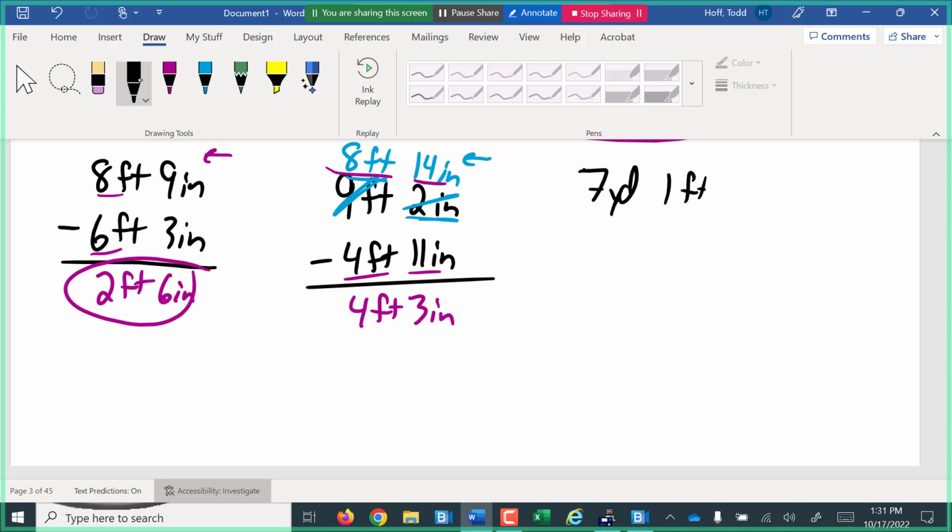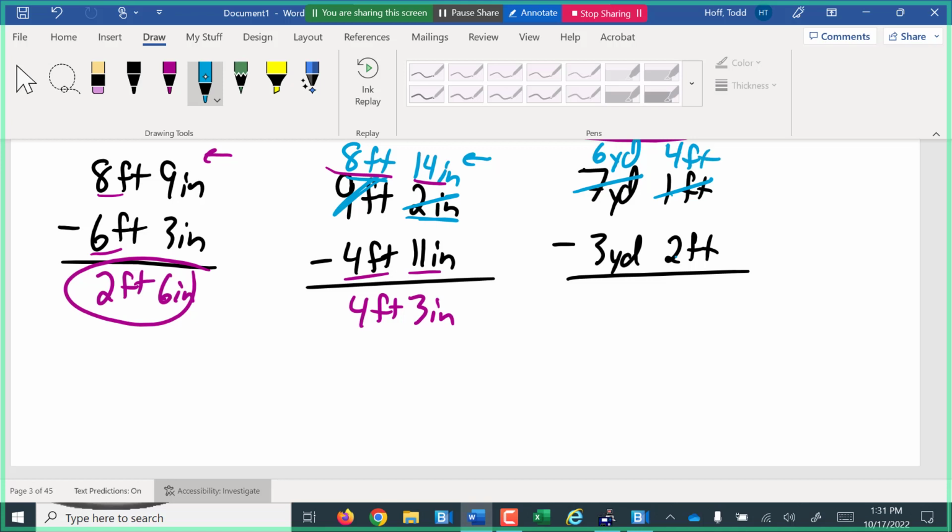7 yards 1 foot minus 3 yards 2 feet. So again, we start at the end on the right, work our way back. 1 minus 2 can't be done, so we need to borrow from the 7. So 7 yards becomes 6 yards. 1 foot becomes 4 feet. Good. Now we have 4 feet minus 2 feet. 2 feet. And 6 yards minus 3 yards. 3 yards. So 3 yards, 2 feet.